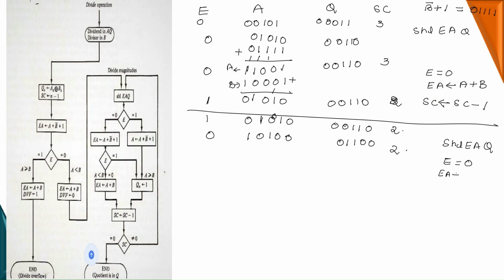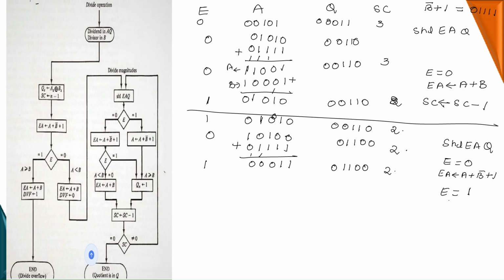EA implies A plus B complement plus 1. So A is this. So to this add B complement plus 1, which is 0 1 1 1 1. So it becomes 0 0 0 1 1. Okay, and you will get a carry of 1. Okay, and 0 1 1 0 0 2. So now you have to check the value of E. So E is equal to 1.